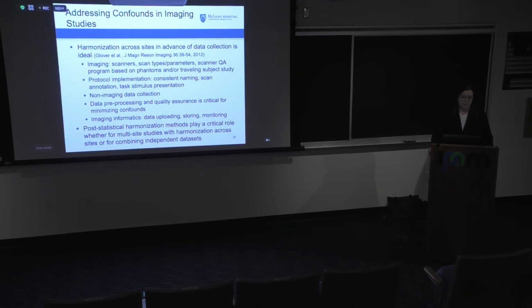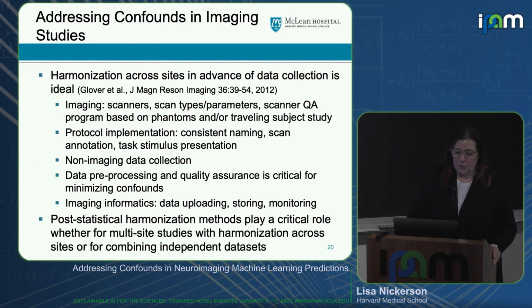So the first thing you can do is try to harmonize your data across sites in advance of the data collection. This is what the HCP lifespan studies do, UK Biobank, ABCD, and so on. In this case, you may choose to only allow sites to participate in the study if they're collecting data from a 3T Siemens scanner, right? So you keep the scanner type, the scanner manufacturer the same, you keep the imaging acquisition parameters the same or at least as close to each other as possible. You may have a scanner QA program based on phantoms or traveling subjects.